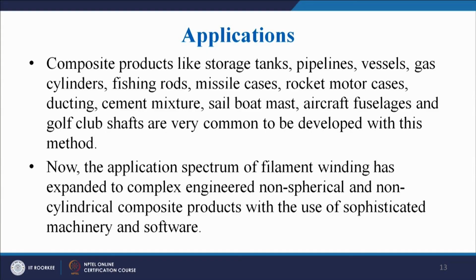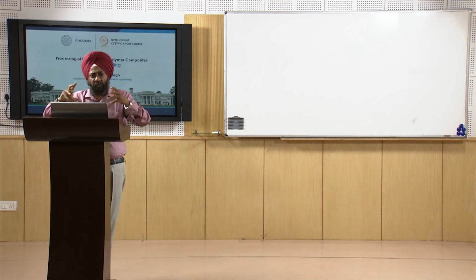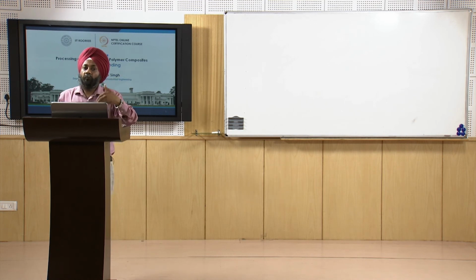Now the application spectrum of filament winding has expanded to complex engineered non-spherical and non-cylindrical composite products with the use of sophisticated machinery and software. As I have told you, the concept of collapsible mandrels, the design of universal mandrels. So a number of other parameters have been changed and the process has become even more versatile, and more complex parts can be made using the filament winding process.